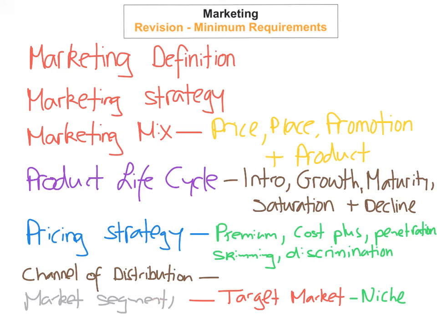Okay, and if you know everything on this page here, you will be absolutely fine for this chapter of marketing. This is the bare minimum requirement, and I would pay particular attention to the marketing mix: the price, place, promotion, product. This is the one that comes up a lot, but you will need to know everything else that is on this page. This is the bare minimum.